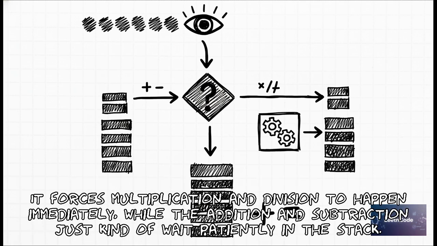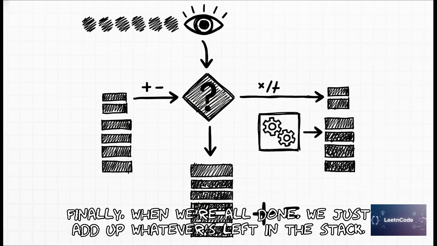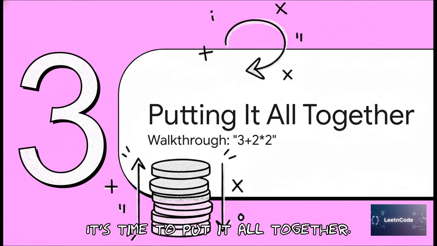See what that does? It forces multiplication and division to happen immediately, while the addition and subtraction just kind of wait patiently in the stack. Finally, when we're all done, we just add up whatever's left in the stack. Okay, theory is one thing, but let's actually see this thing work. It's time to put it all together.